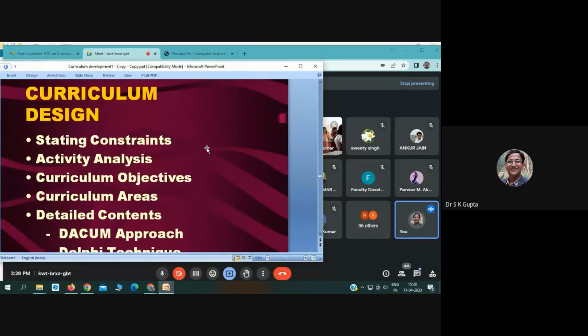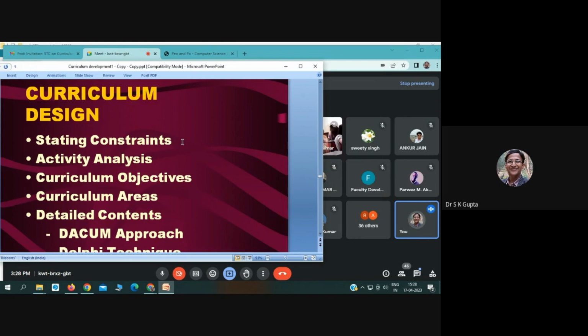So all these things we take from the stakeholders. Stakeholder means your university or your board for which we design the curriculum. So there are some requirements from AICTE also. That means constraints mean that we cannot change them.